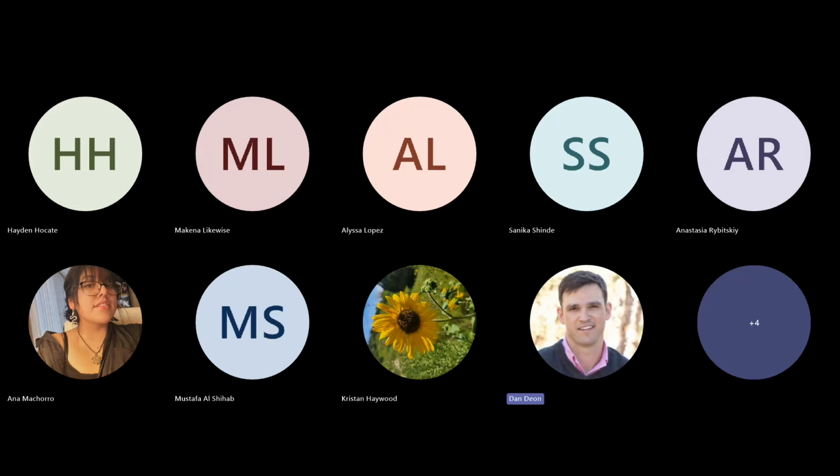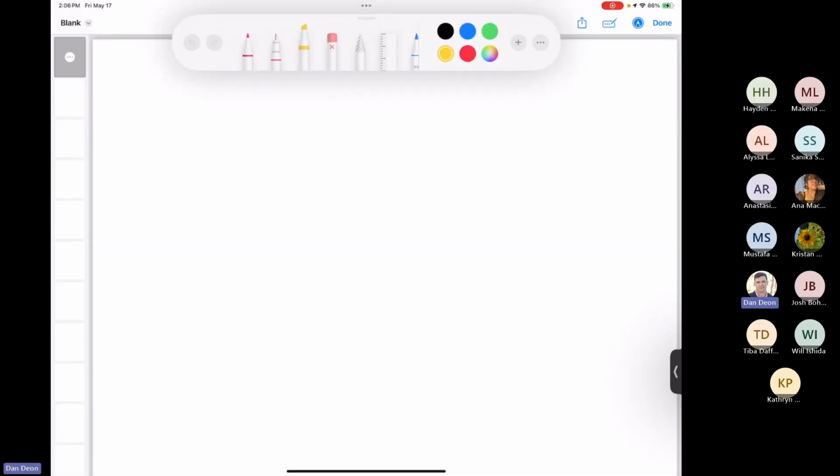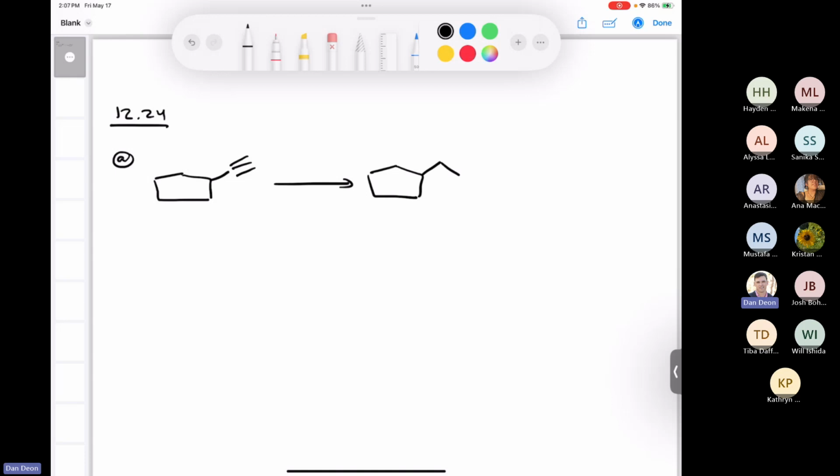Okay, so I said we were going to take a look at some practice problems, and I'm just going to solve them on a blank document here. So it's question 12.24 is the one that I had in the slides. And in the first one, we're taking an alkyne.